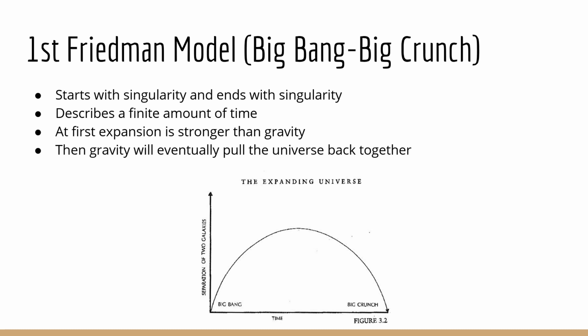He said that the universe is around for a finite amount of time and that it will eventually peak in its expansion, and afterwards, after its peak, it will start receding. He argued that at one point the expansion of the universe will eventually be overpowered by the forces of gravity, and gravity will eventually pull the universe back together.